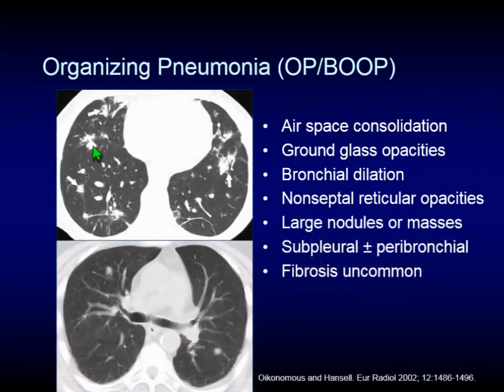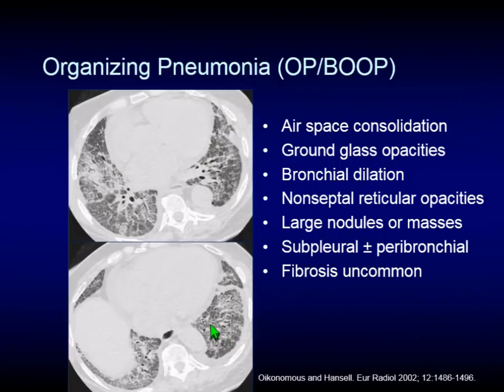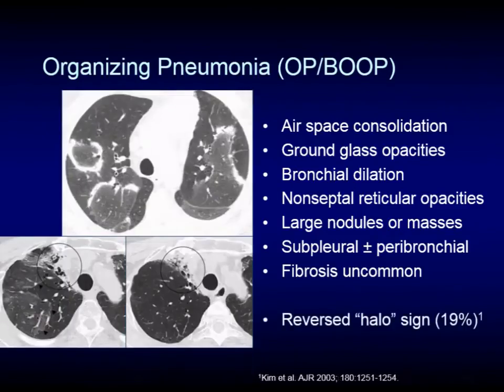There may be, as I said, more obvious nodules and mass-like consolidations in 15% of patients. Again, it's a subpleural peribronchovascular combination. And rarely, you may get to the point where there is actually fibrosis caused by this entity.